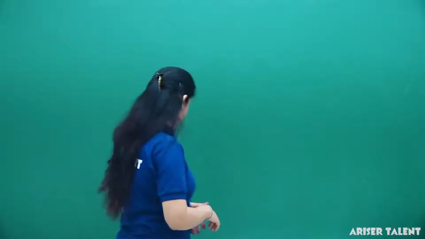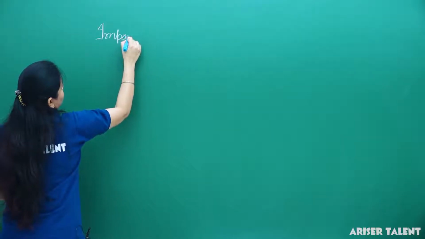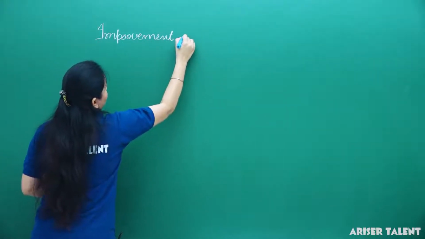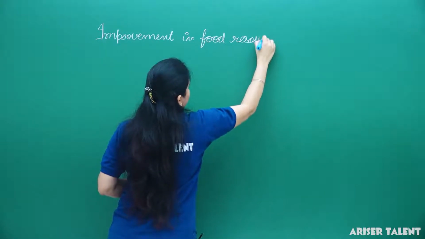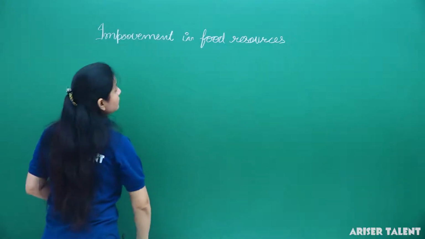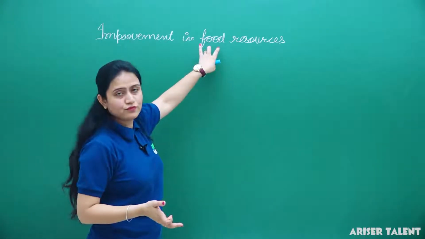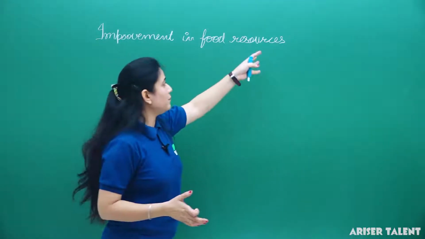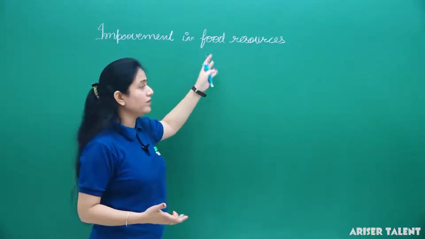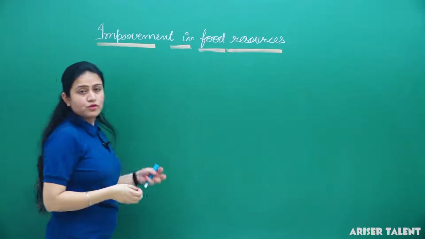Today we are going to start the new topic, improvement in food resources. Now what is the meaning of resources? Resources means supply of something, and supply of what? Food. So we can say the supply of food, and we want improvement in the food resources. So today we are going to discuss different methods to improve food resources.